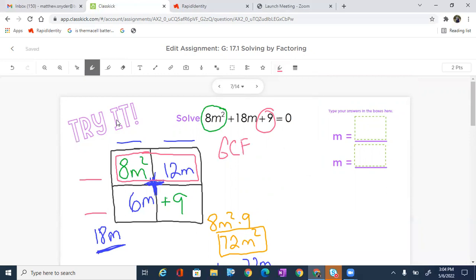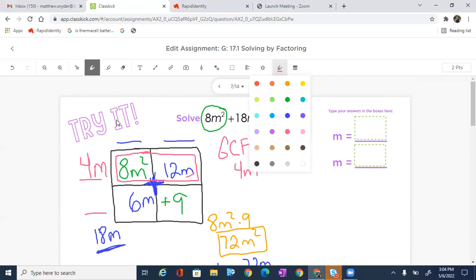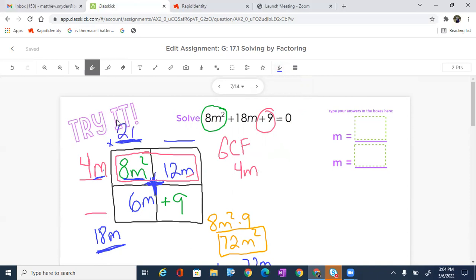So what number will divide 8 and 12? The largest number that will divide that is going to be 4. And they both have an m. So I'm going to say 4m. So the greatest common factor is 4m. I'm going to put that right here. Now from here, I am just going to start figuring out some basic math. So 4m times what will give me 8m squared? Well, 4 times 2 and m times m will give me 8m squared.